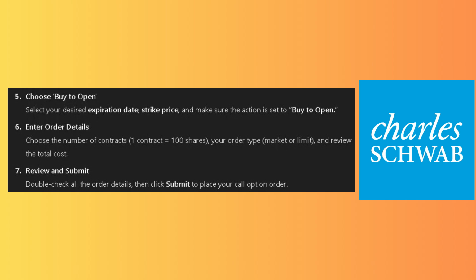Enter order details. Choose the number of contracts. Remember, one contract is equal to 100 shares. Choose your order type, such as a market or limit, and review the total cost.